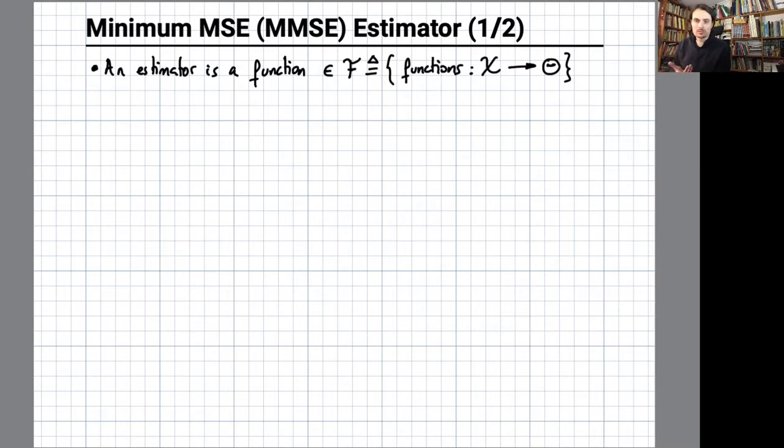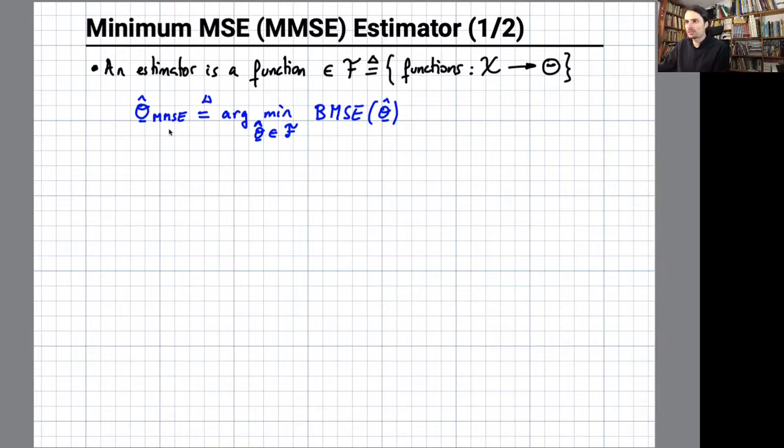Now that we have a performance metric that quantifies how good an estimator is, the next logical step is to try to find an estimator that is as good as possible in terms of that metric, right? So specifically, we will look for the estimator that minimizes the BMSE. Remember that an estimator is a function that assigns a value of the parameters to each value of the data, right? And therefore, we can express the best estimator in the BMSE sense as the argmin over this family of functions of the BMSE.